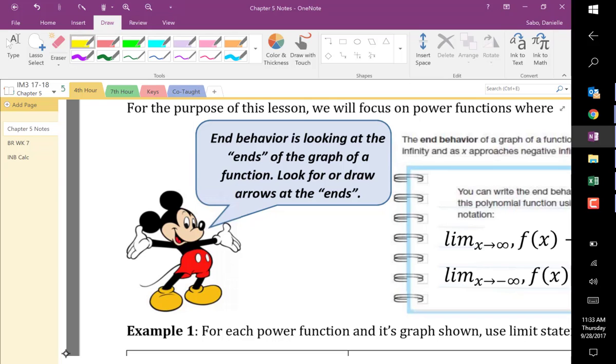So end behavior is looking at the ends of the graph of a function. Look for or draw the arrows at the end. Do yellow. Yeah, just do yellow still, because this is just kind of like information. Again, end behavior, all it is, okay, so this is drawn out over here. The end behavior is where's it going? Where is the function going?